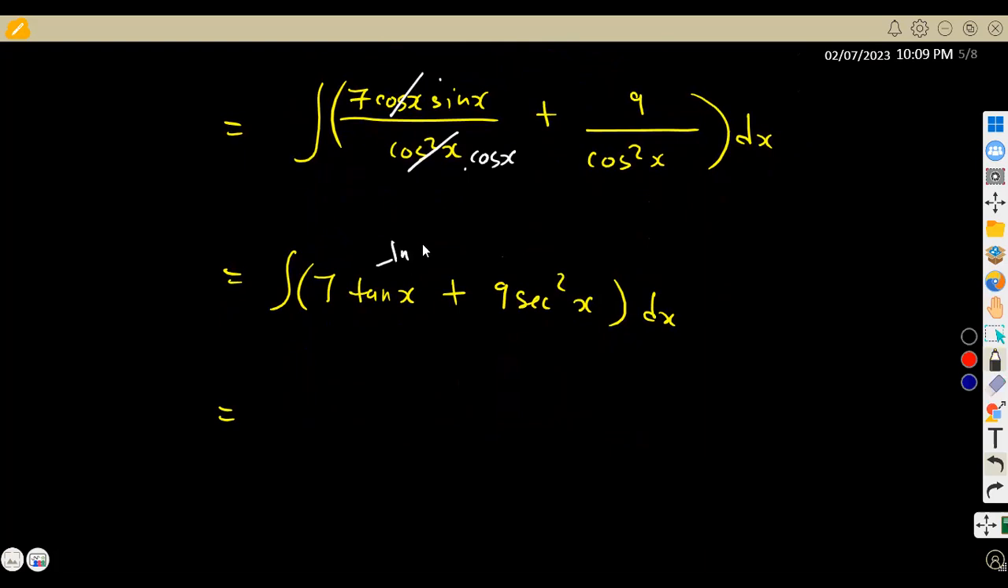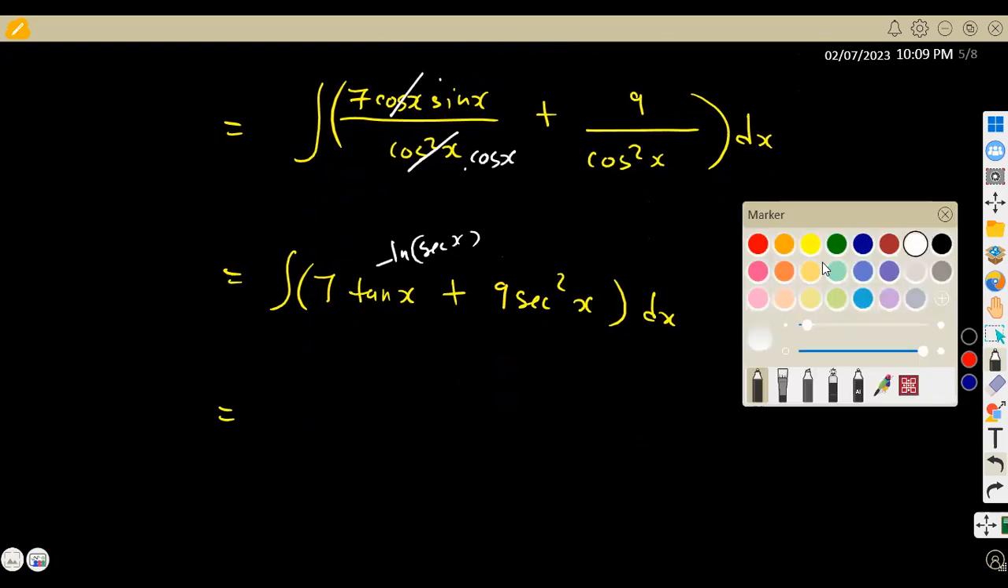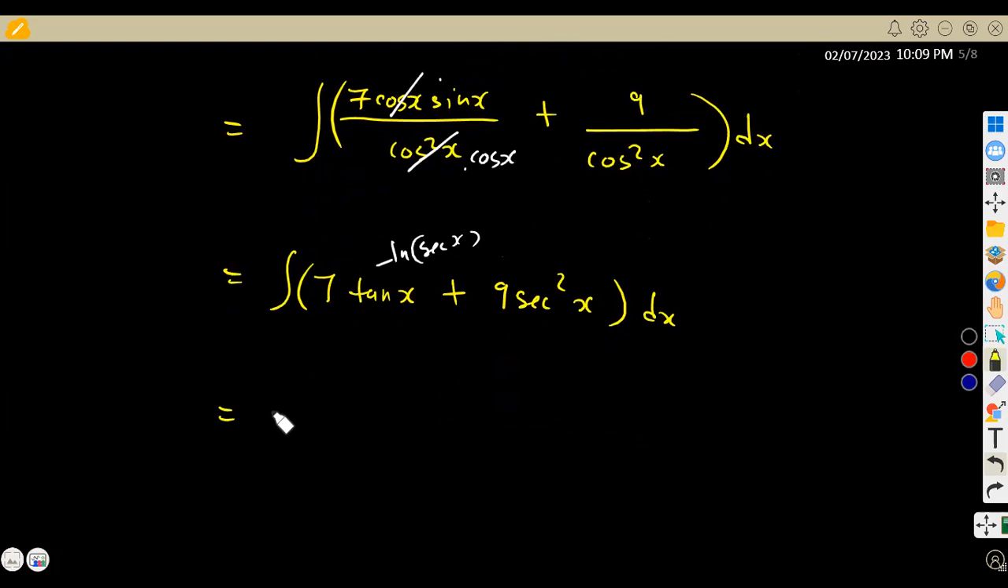It gives us ln sec x plus the constant of integration. So this is going to be 7 because it's a constant. So that's 7 ln sec of x like this, okay? Then we move on to sec squared. So it's going to be plus 9. What is the integral of sec squared?